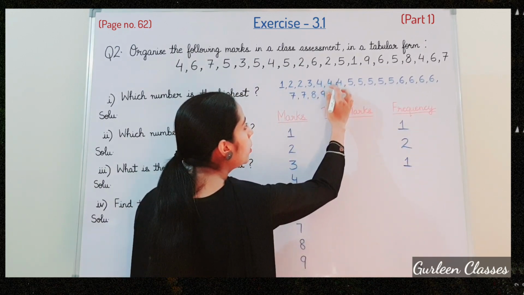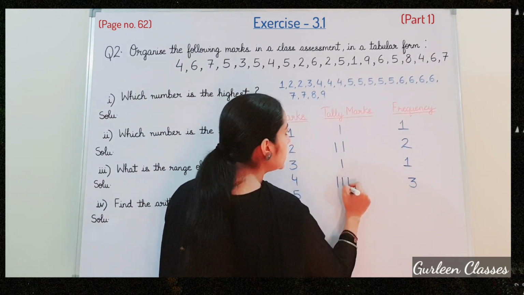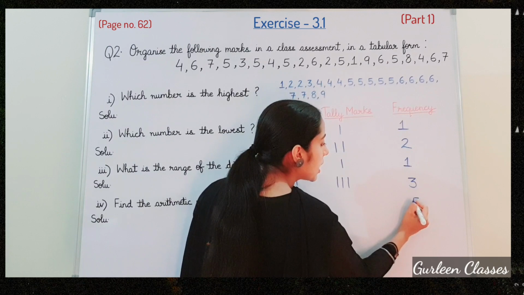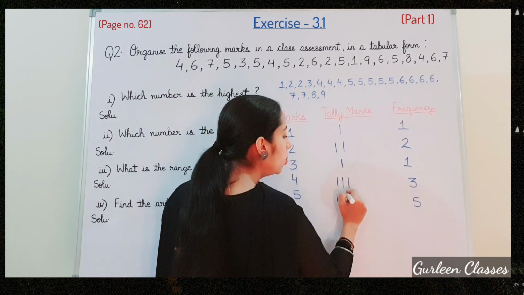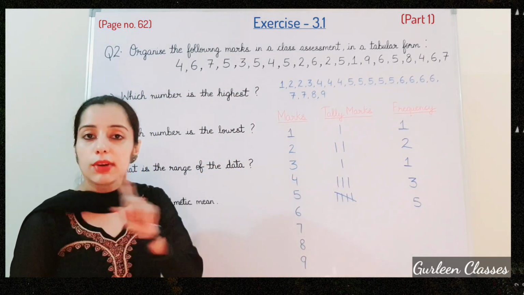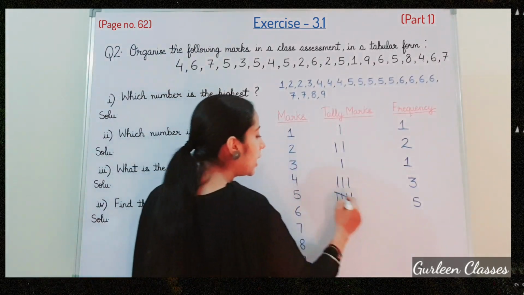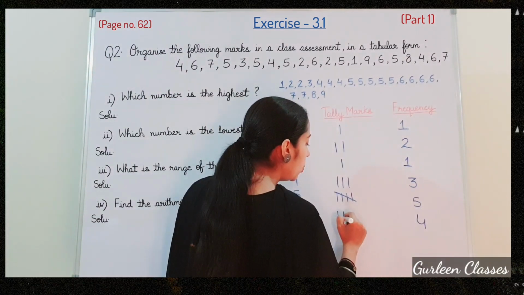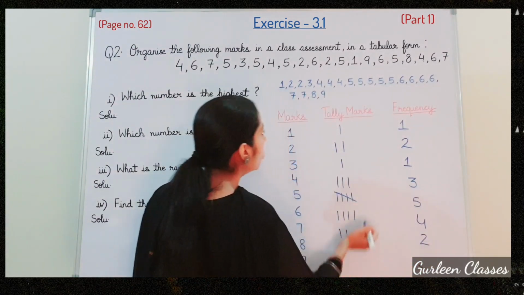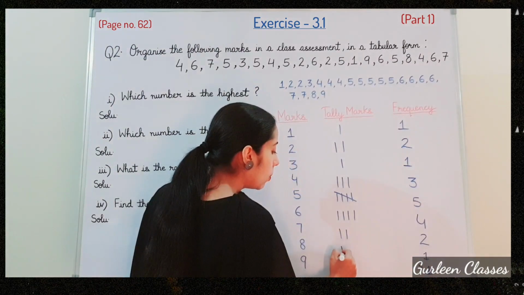4 is coming 1, 2, 3, 3 times. So draw here 3 vertical lines. 5 is coming 1, 2, 3, 4, 5, 5 times. So draw 1, 2, 3, 4 and the 5th line will be diagonal. You will not write the vertical line; you will draw the diagonal like a cut. Now 6 is coming how many times? 4 times. So 1, 2, 3, 4. 7 is coming 2 times, 1, 2. 8 is coming only 1 time and 9 is coming 1 time. So right here 1, 1.